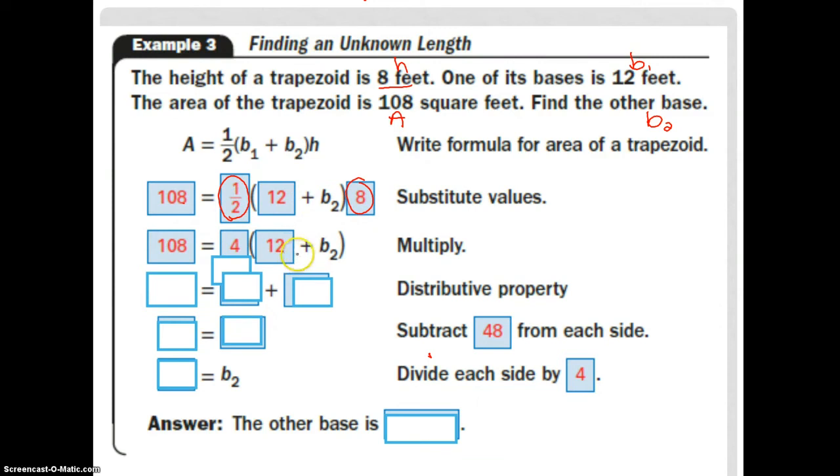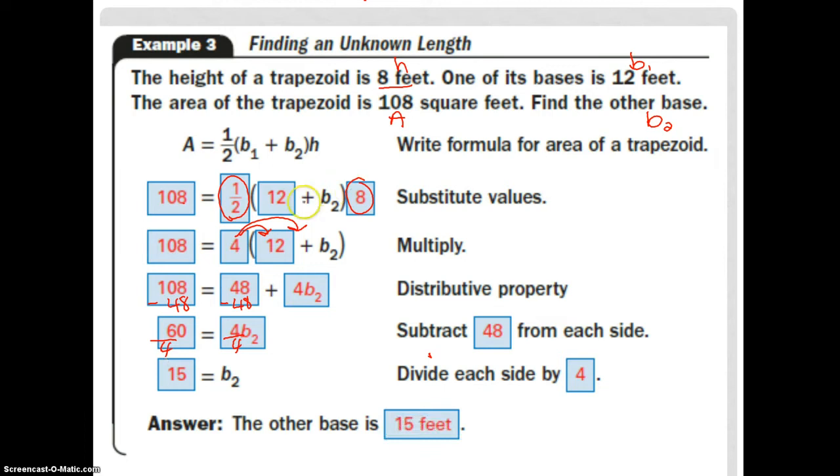Now we're going to have to do the distributive property. So 4 times 12 and 4 times b. Now it's a two-step problem. Subtract the constant and divide by the coefficient. So the other base is 15 feet.